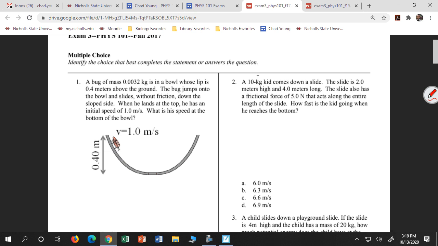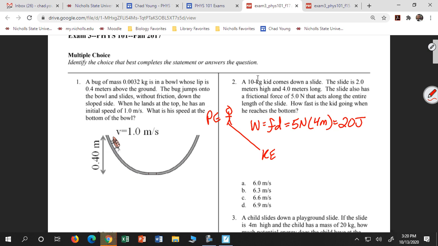I forget which one. But if I have this slide where a kid is initially at rest, but he has potential energy, at the bottom, he has kinetic energy. All that potential energy is converted into kinetic energy. But along the way, he's losing energy due to the frictional force. And that frictional force is 5 newtons over the distance, which is 4 meters. So he is losing 20 joules of energy as he goes from the top to the bottom. And I want to know how fast is he going when he reaches the bottom.